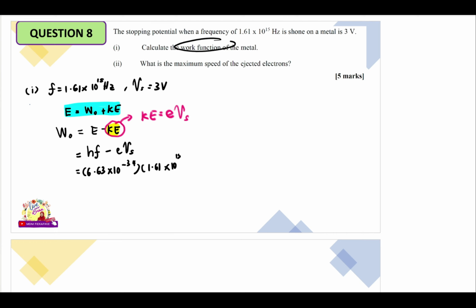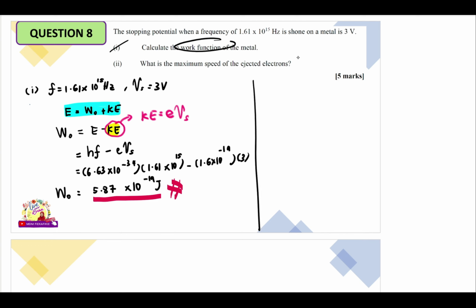1.61 exponent 15 minus, okay, the charge of the electron and the stopping voltage. So the answer for work function is equal to 5.87 times 10 power of negative 19 joule. Okay, so inilah jawapannya. And then for number 2, 5 markah saja.